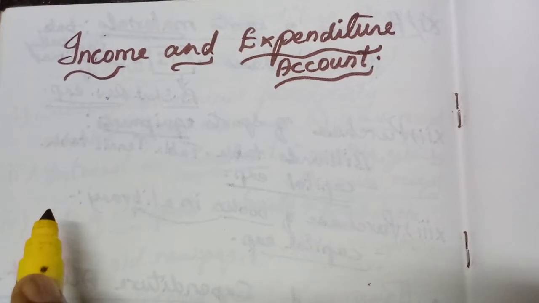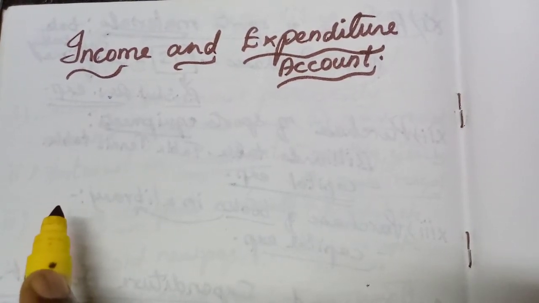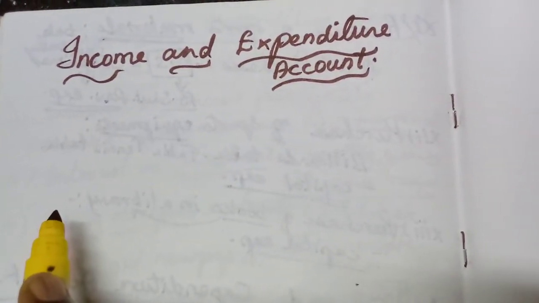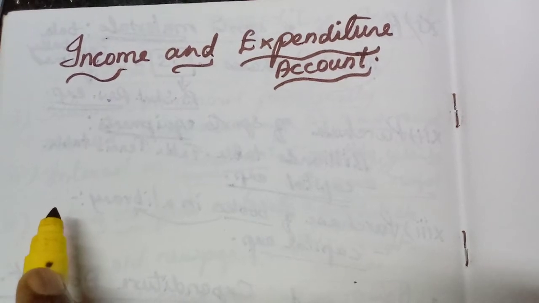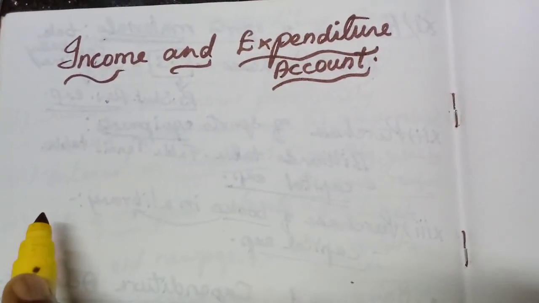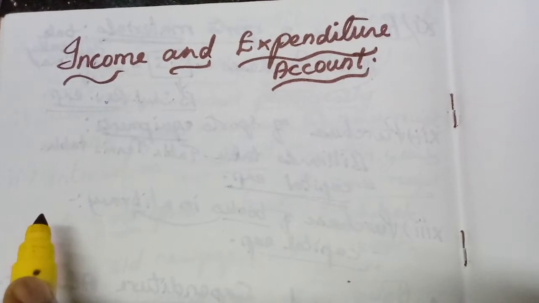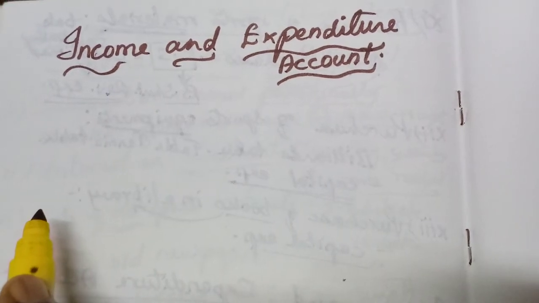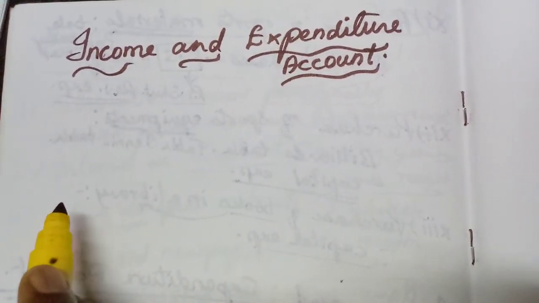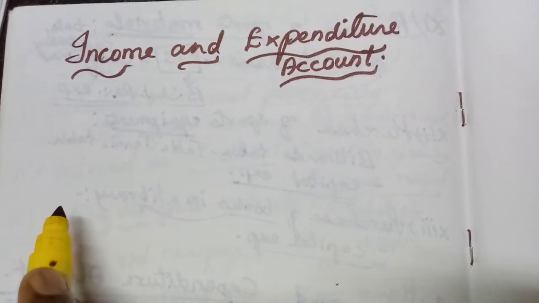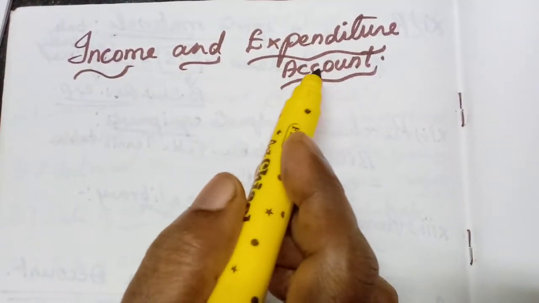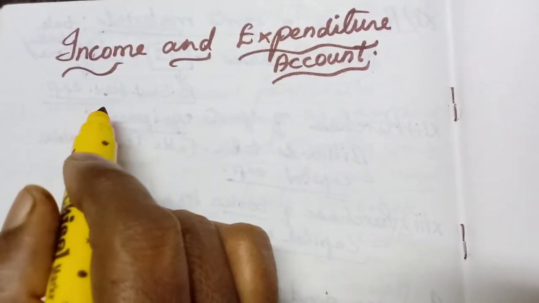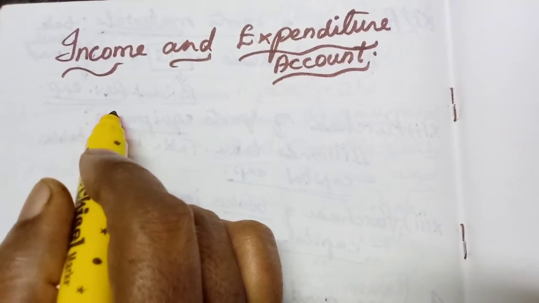Here, only one thing you have to remember: non-cash items, for example depreciation and outstanding expenses, will not be entered in the receipts and payments account. All other actual cash receipts and actual cash payments will be entered in the receipts and payments account. But in the income and expenditure account, we have to consider the nature of the expense and receipt.